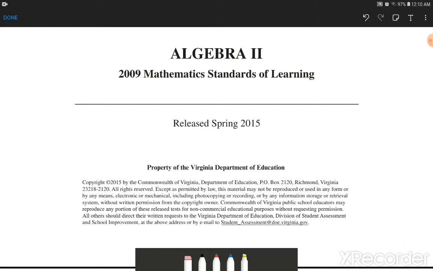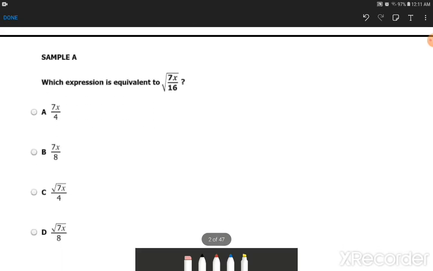Today we're going through the samples and questions 1 through 5 on the Algebra II 2015 SOL for Virginia. This test is available online, released by the Virginia Department of Education, and I usually use these tests to practice for the SOL. This will be showing the work. There is an answer key at the end of the test if you just want to check the answers, but this is if you want to see the process.